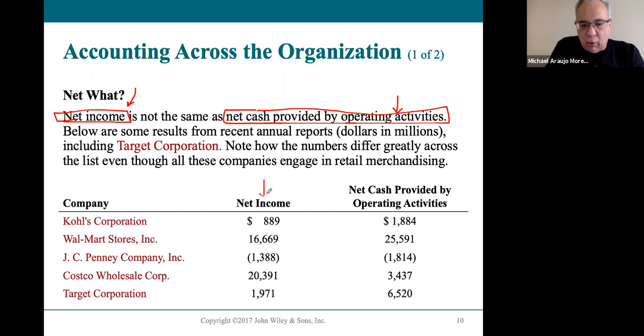So here we have Kohl's Corporation. I don't know what year this is. They have $889 million in profit. However, they have $1.8 billion in cash provided from their operating activities. Look at Walmart. Walmart had a profit of over $16 billion. However, they had cash flow from their operating activities of over $25 billion. You're going to see the reasons for these differences in Learning Objective 2, but it is interesting.